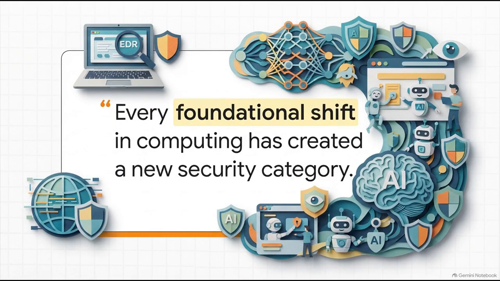And that brings us to the real stakes of our simulation today. CrowdStrike absolutely hit the nail on the head when they pointed out that every foundational shift in computing has created a new security category. Think about it. The internet gave us network security. The endpoint era gave us EDR. Today, AI is the largest and fastest shift we've ever seen. But the core security challenge? It isn't just about protecting a chatbot prompt anymore.